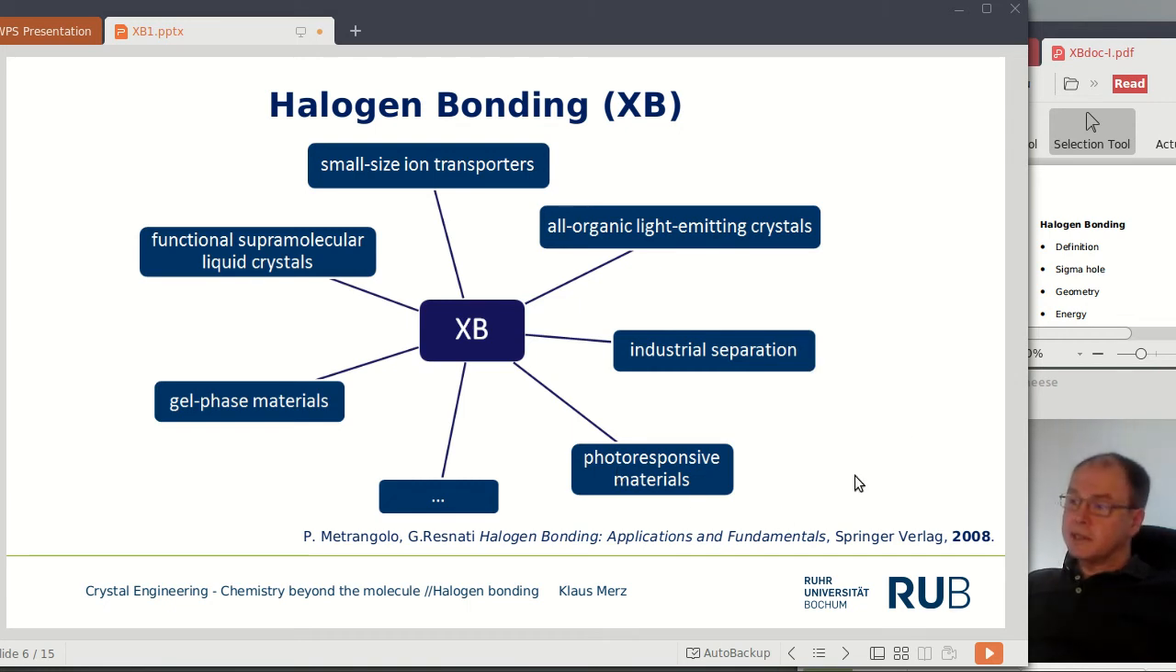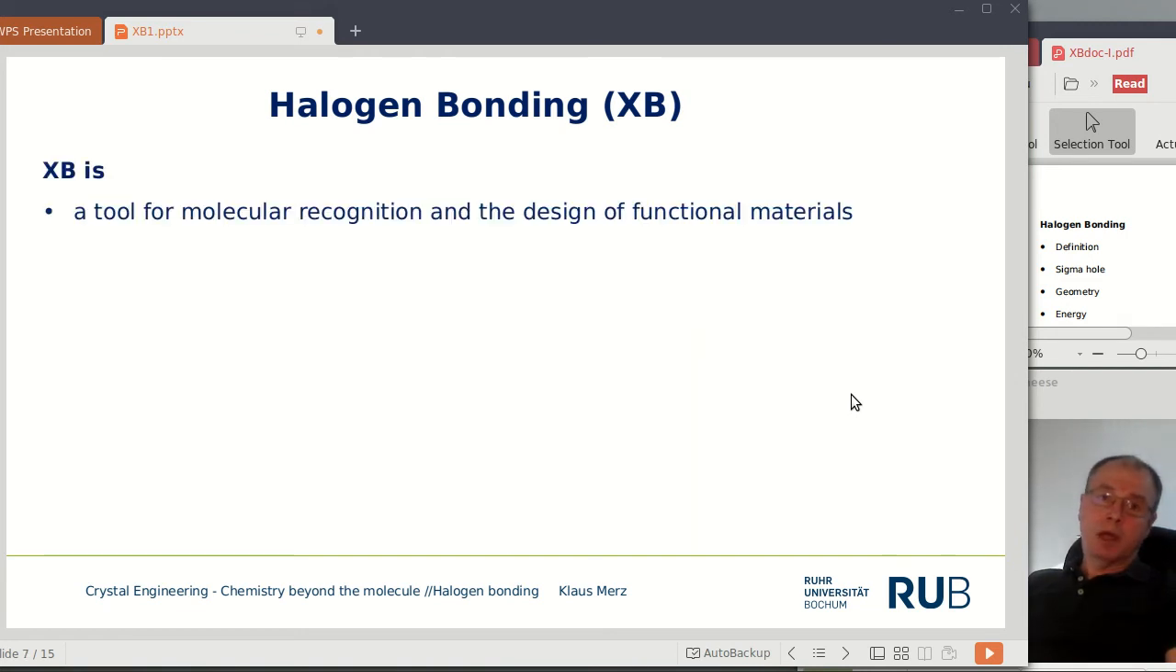Photoresponsive materials, same background, like switching the color of the light, and so on. Halogen bonding is usable in a very broad field. Okay, now we have seen it seems interesting and it seems useful. Everybody finds it interesting and thinks it can have really powerful potential. Okay, let's have a look at halogen bonding.